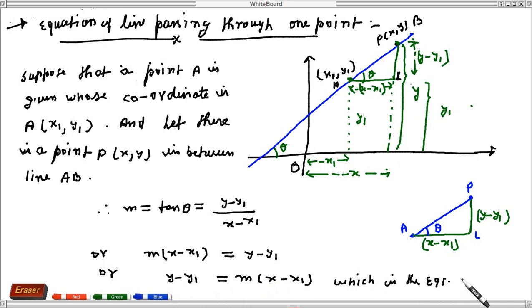This is a very important formula, generally used in the coordinate system, which you will study in great depth in the 11th or 12th standard book.